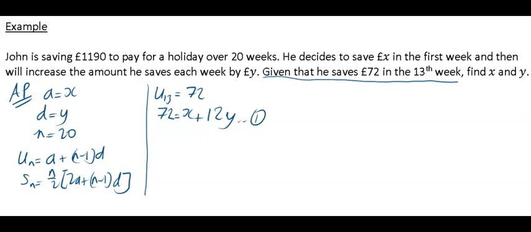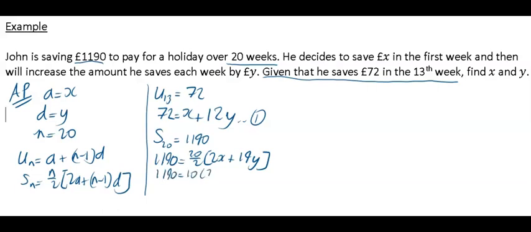Apologies. And then my second thing I've spotted here is he saves the 1,190 over 20 weeks. So my sum of 20 is 1,190. So 1,190 is equal to 20 over 2 times my 2a, which is 2x, plus n minus 1, which is going to be 19 times my d. So that's it. And then we tidy that up. That's going to be 1190 is equal to 10 times 2x plus 19y.